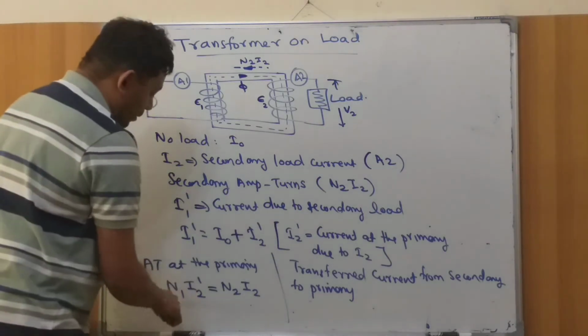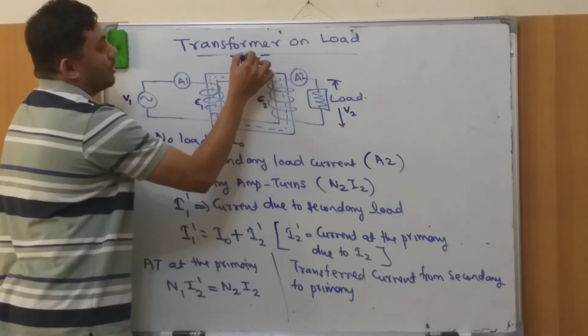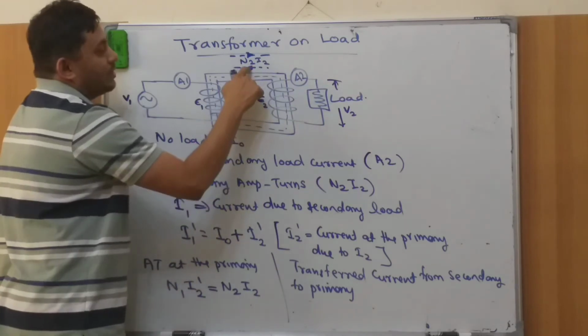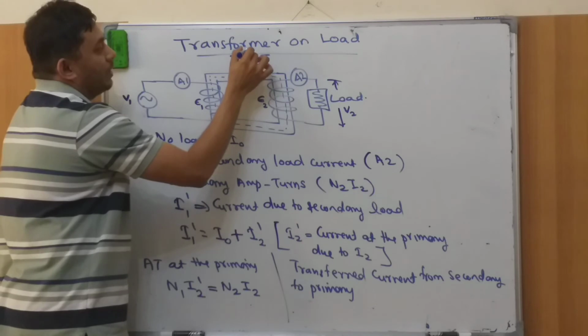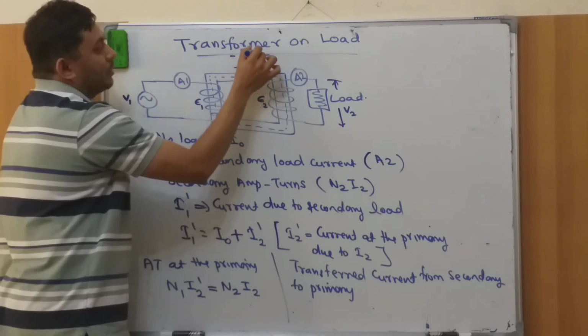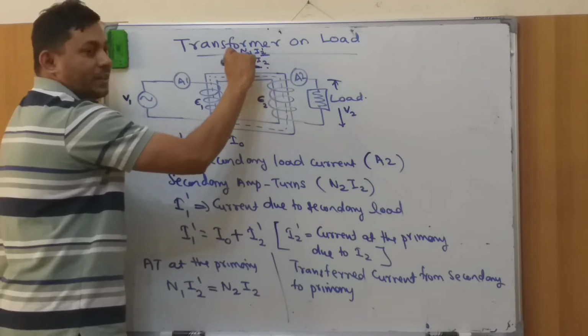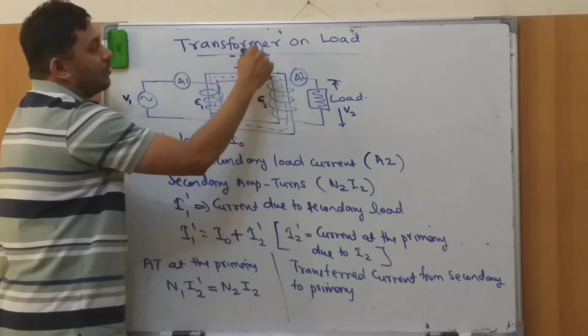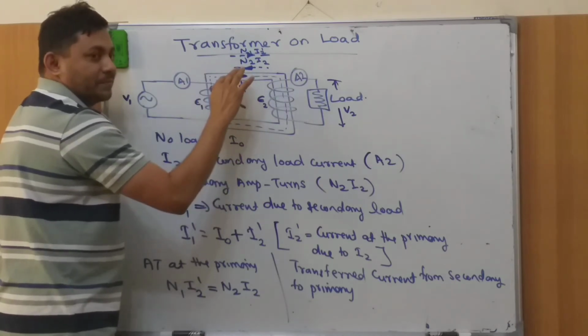Now, what is the direction of this N1 I2 dash? It will be exactly opposite here. Right? So this arrow indicates N2 I2, whereas the top one indicates N1 into I2 dash. They both cancel each other because they are in the opposite direction. So when this cancels with this, what happened to flux? Flux will remain the same.